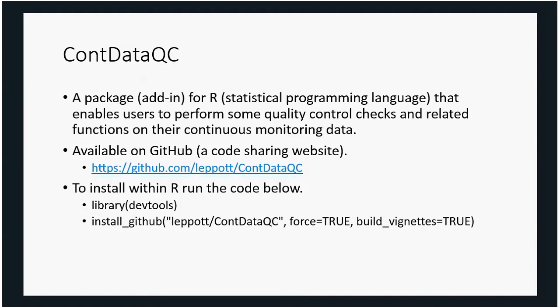The install commands for R are here, from within R. You install devtools and then use install_github. Force equals true makes it so that you always get the latest version from the web. Build vignettes, true. They don't always build by themselves with this install_github, so this makes it so that they will. The vignette is a help file.